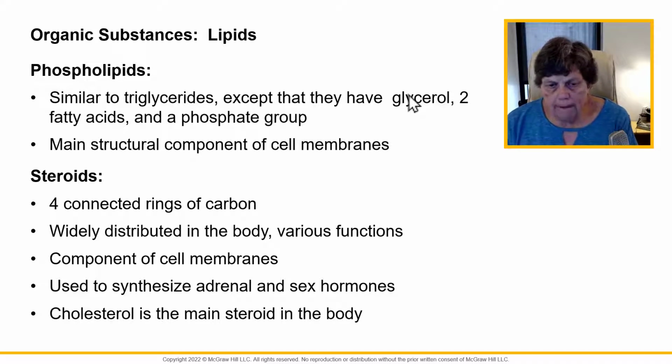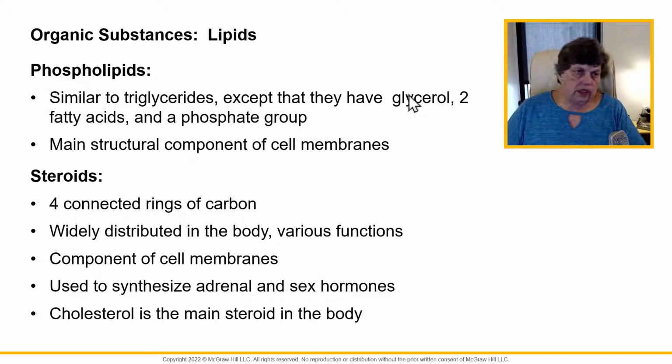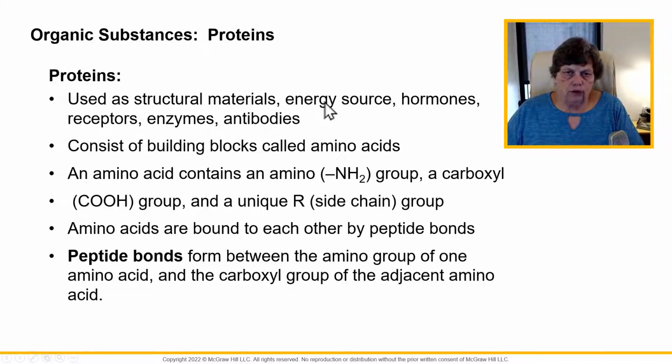Steroids, these are 4 rings of carbon. We talked about the carbon ring. This is a component of cell membranes. This is the main steroid in the body, cholesterol, and then cholesterol, this structure is used to synthesize adrenal hormones and sex hormones. So anytime you see testosterone or estrogen or something like that, that's a steroid. That's going to have that composition.